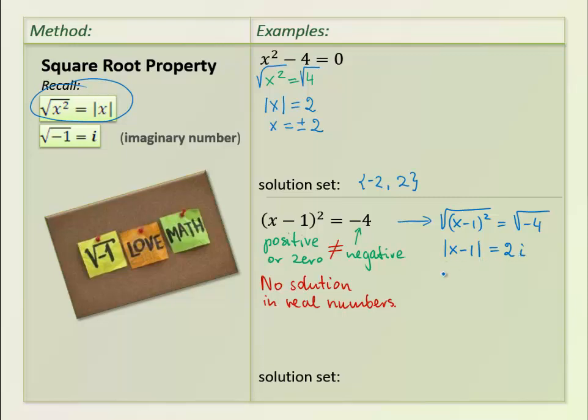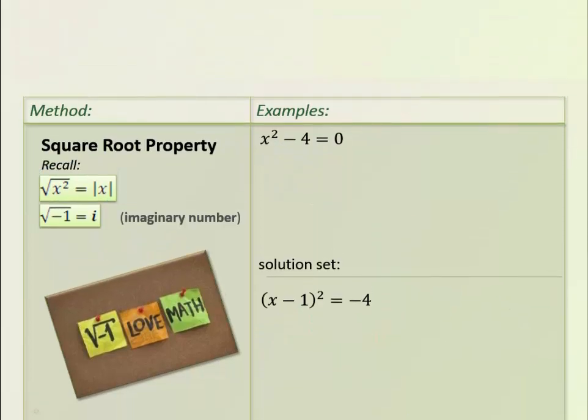Now, to drop the absolute value, we'll write x minus 1 equals plus or minus 2i. And finally, move the 1 to the other side, and yes, we have a complex solution, 1 plus or minus 2i. So the final answer for this question in complex numbers would be the solution set is 1 minus 2i and 1 plus 2i. In real numbers, we have no solution. In complex numbers, we have two solutions.